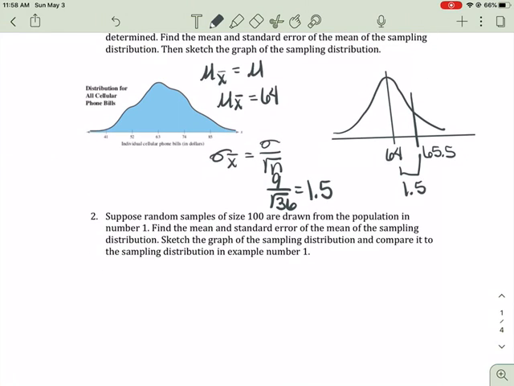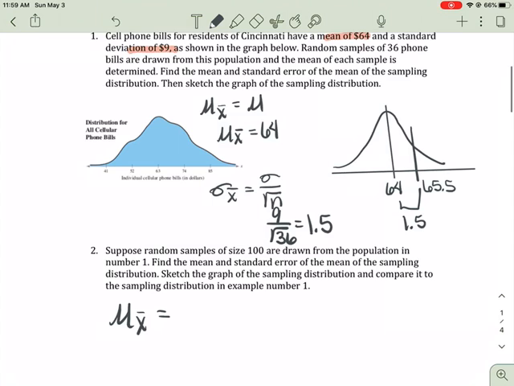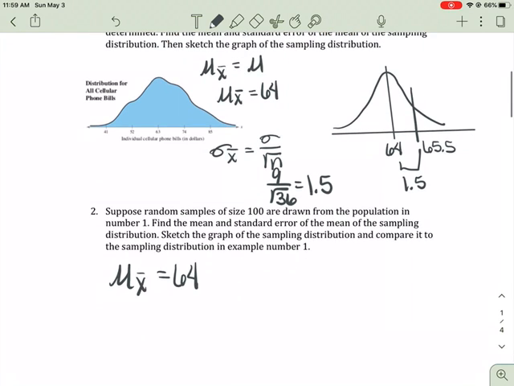All right, so let's try this again. We're going to do the same problem, except our sample size is now 100. We want to find the mean and the standard error of the mean of the sampling distribution. We're going to sketch it, and then we're going to take a look at what's the difference. All right, so the mean of the sampling distribution is still the mean of the population. Our population still has a mean of 64, so the location of our mean is not going to change.